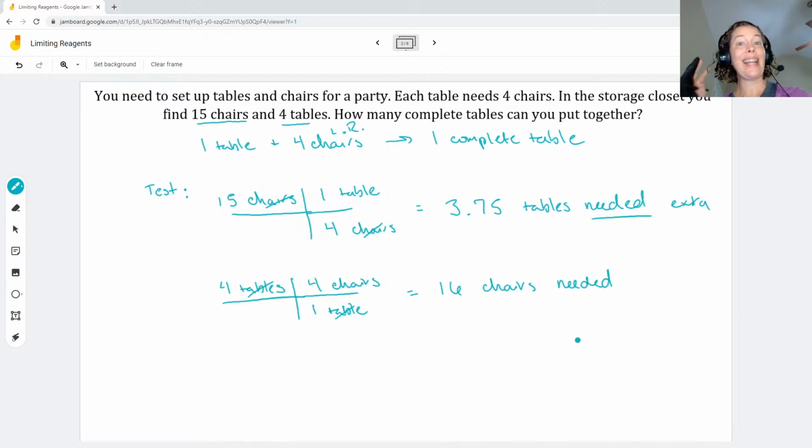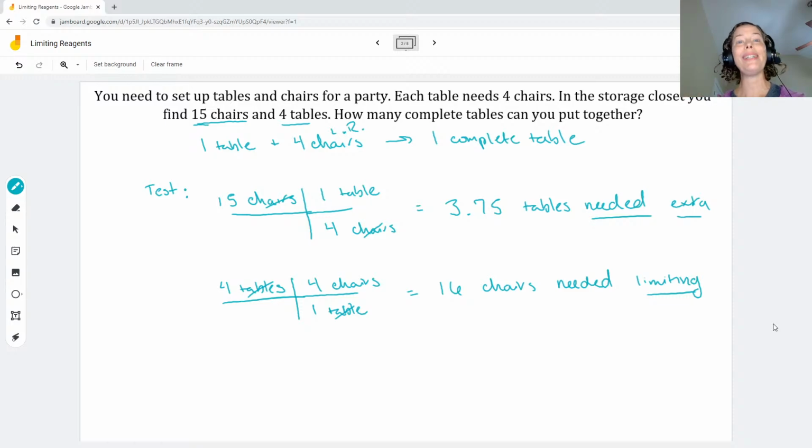In my storage closet, how many chairs do I have? I only have 15. I don't have enough. I am going to run out. So again, my chairs are limiting. So my tables have extra. Again, we've already labeled this as the chairs are your limiting reagent. This is a limiting reagent problem. This is stoichiometry with limiting reagents.